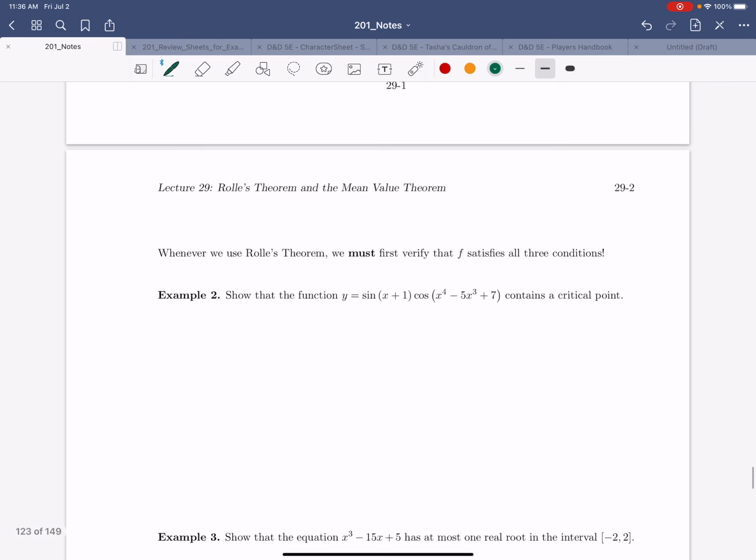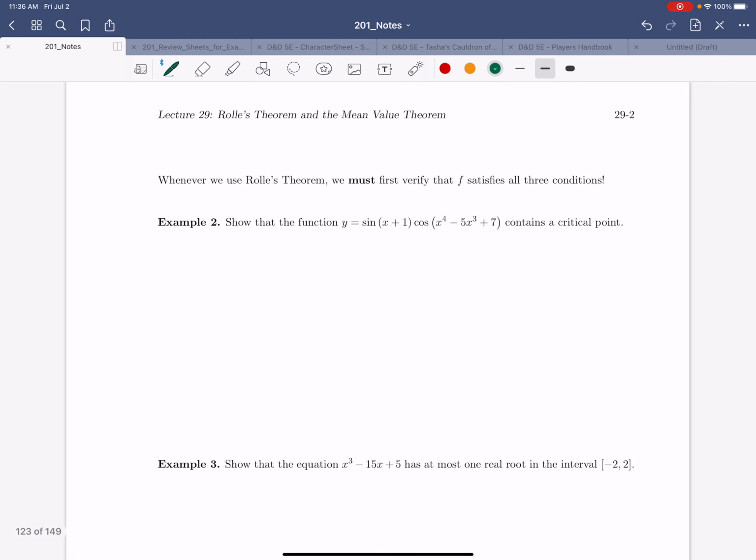Okay. Now, this might remind you of the intermediate value theorem in that if you want to use it, then you have to verify that we're allowed to use it. We have to show the function's continuous on a closed interval, differentiable on that open interval, and that it's the same value where it starts and ends. So for example 2, show that this complicated function contains a critical point, right? You can go ahead and take the derivative, set it equal to 0, try to solve that out. I don't want to do that.